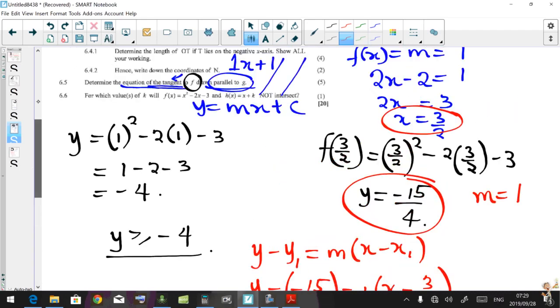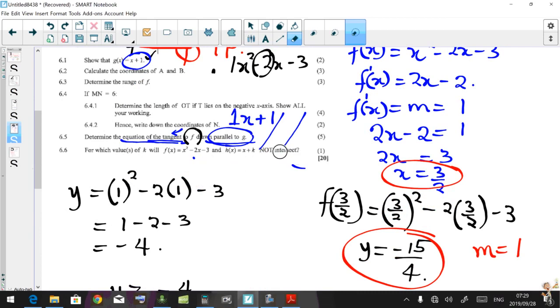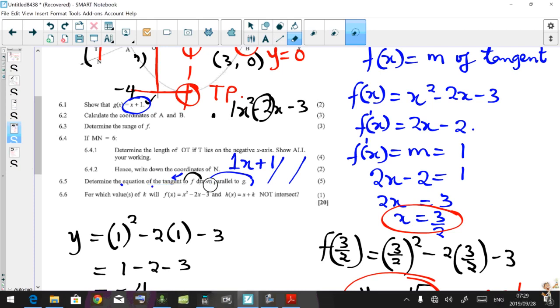Now, the next question says, okay, for which values of k will this function x squared minus 2x minus 3 and the straight line h of x equals x plus k not intersect? I want us to do something here quickly. Okay, I do have another page for us.